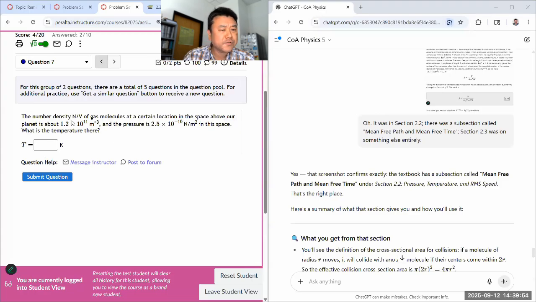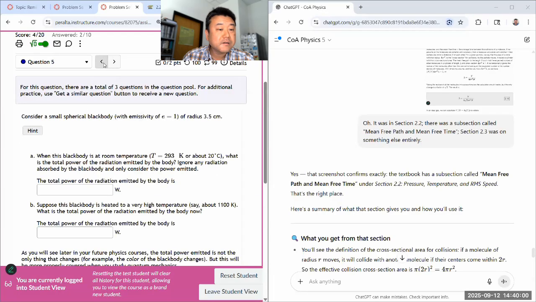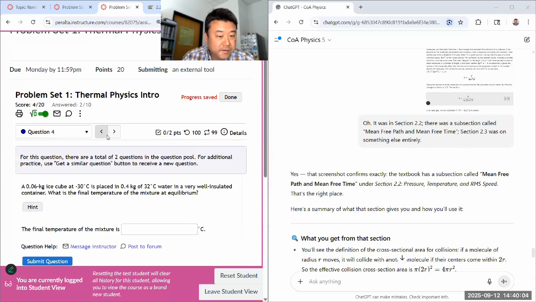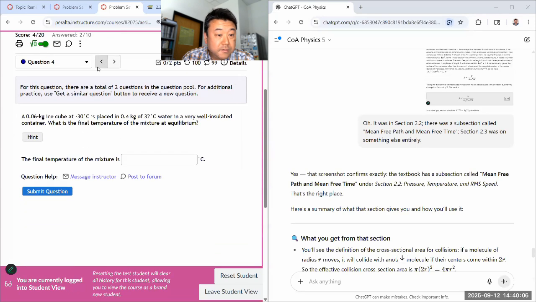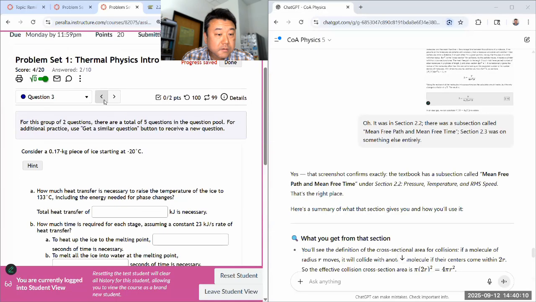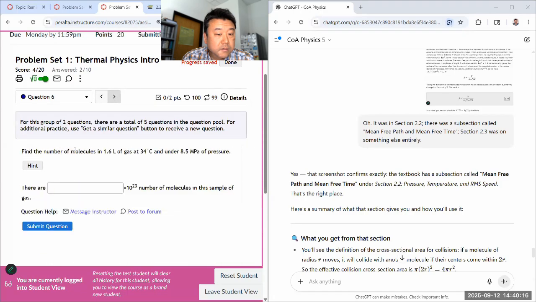I shouldn't have skipped to the end. I guess the ideal gas law questions are somewhere in the middle. Wait, did I get any ideal gas law question? These are all... Oh. This might be the ideal gas law question for this set.